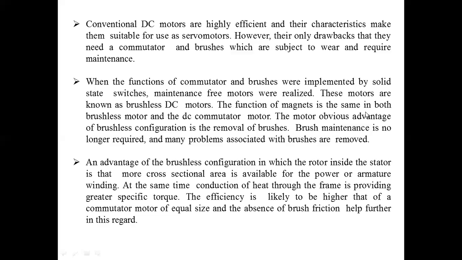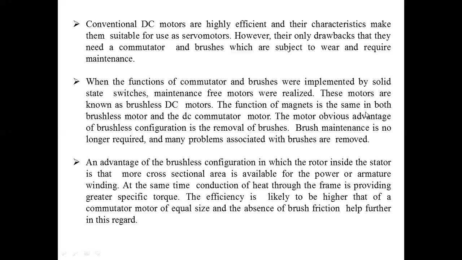Whenever there is a switching failure, you simply replace that particular solid state switch, and if another fails, you replace that one. That is all. There is no regular maintenance to check how the brushes and the commutator are with respect to the rotating DC motor.